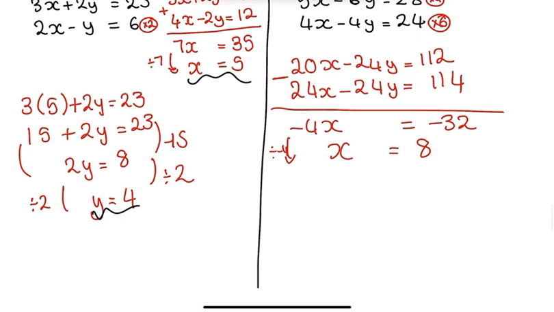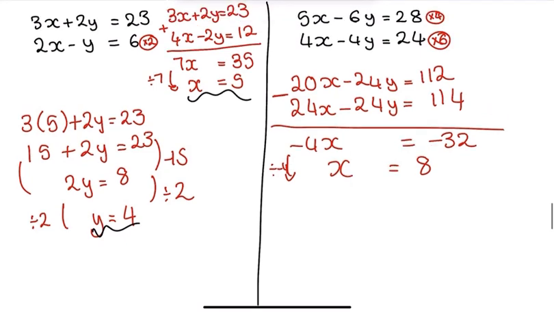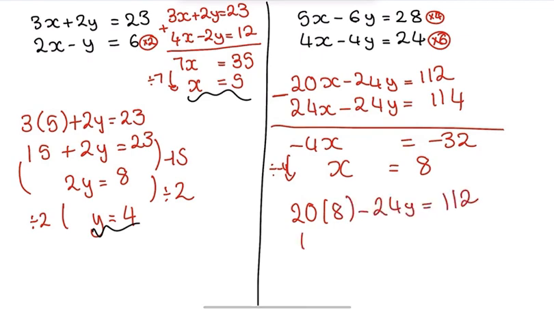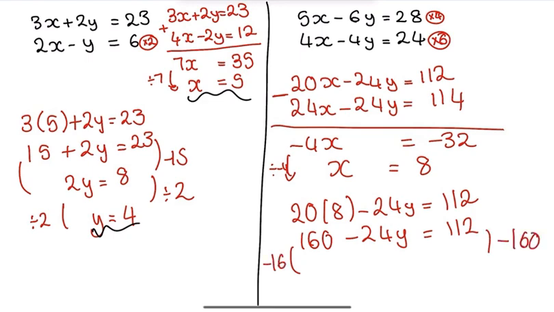You're not done there yet, you need to substitute it back in to find out what your y is, and it doesn't matter which equations you do. I'll just pick this one here. So I've got 20 lots of my 8 minus 24y equals 112. That's 160 minus 24y equals 112. Getting rid of that 160 by taking it away from both sides leaves me with negative 24y equals negative 48.